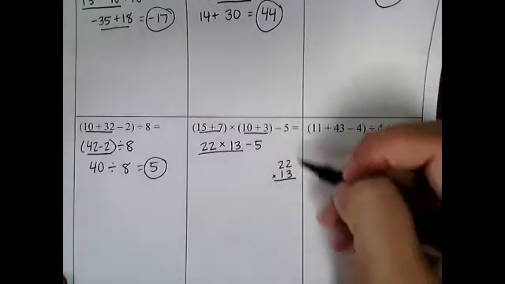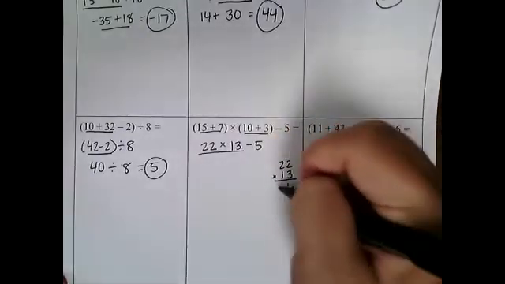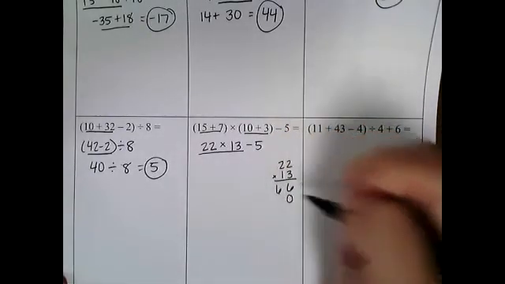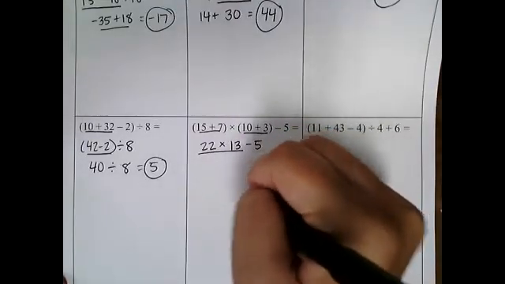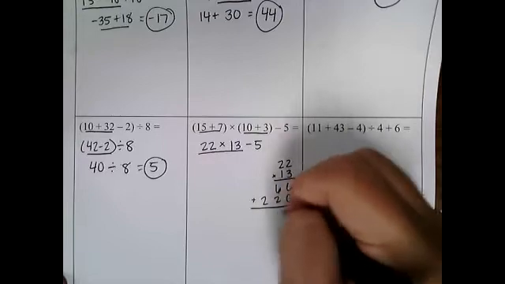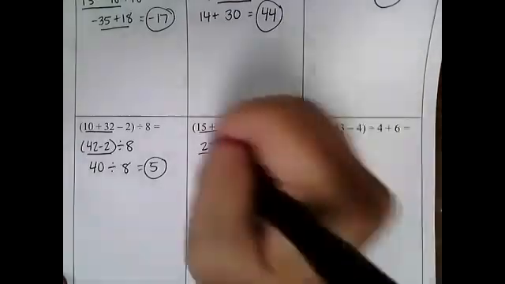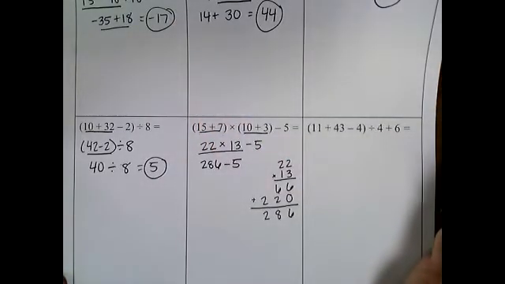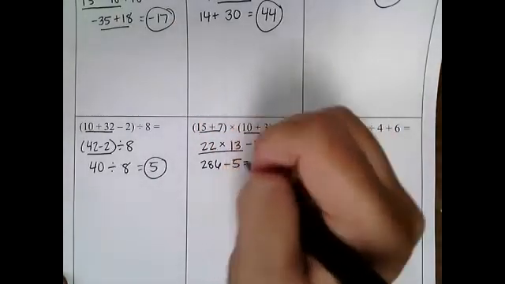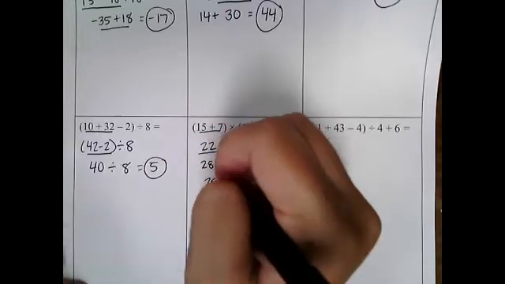22 times 13, 3 times 2 is 6, 3 times 2 is 6. Bring my 0 for my tens place. 1 times 2 is 2, 1 times 2 is 2. Add those together. 6, 8, 2. So I have 286 minus 5. Subtract your 5 and you get 281.